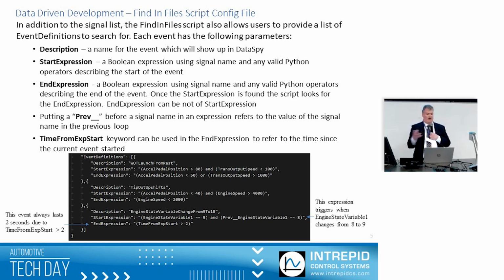So the brackets and any operators that are supported by Python, you can use in your expressions. And then when you run Find in Files on a list of files, it will look for all the start expression events in your data. And if it finds the start expression to be true, then it'll start looking for the end expression. And when it finds the end, it says, here's a hit, and it'll log that as a hit to say, I found this watt launch from rest event in this file. It started at this time and ended at that time. And then in our DataSpy plotting tool, you can open up that hit file, and you can see all the hits and step through them just like you would in your IDE.